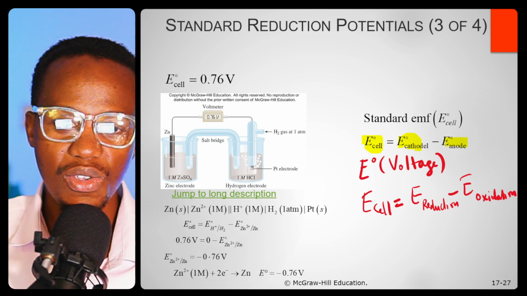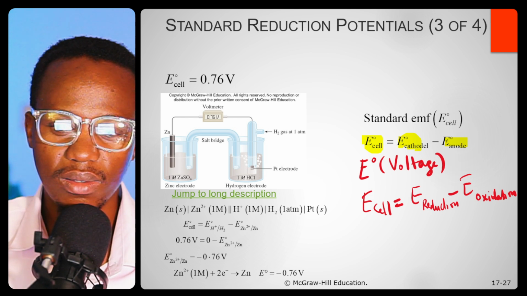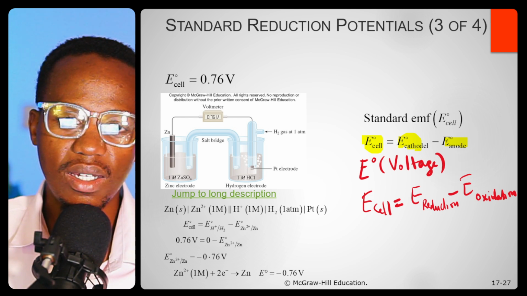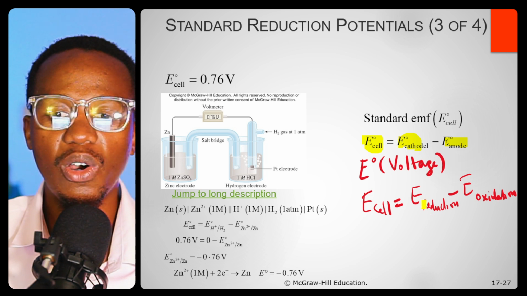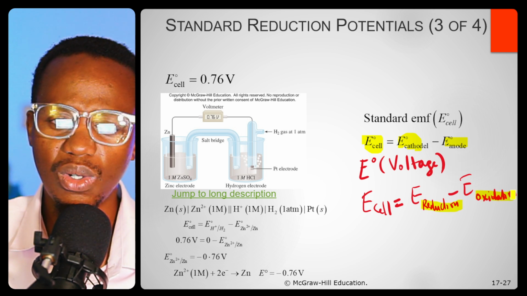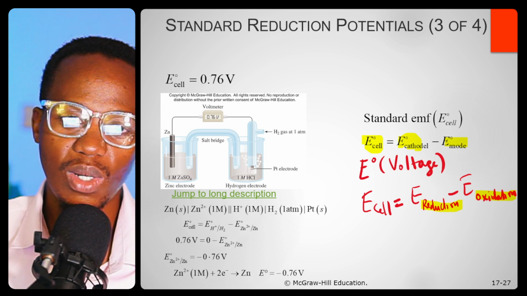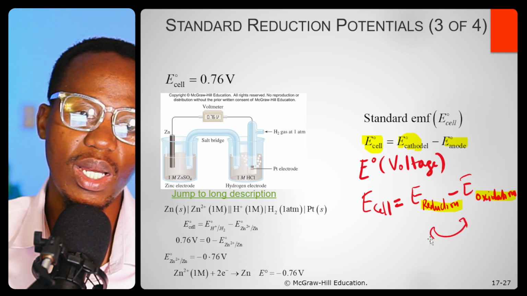So this is how you measure the E of the cell. But again, as you can see, the very important step is knowing which one is the reduction, which one is oxidation, because if you don't do it right, guess what's going to happen? You're going to switch them, right? So make sure that you know which one is which.